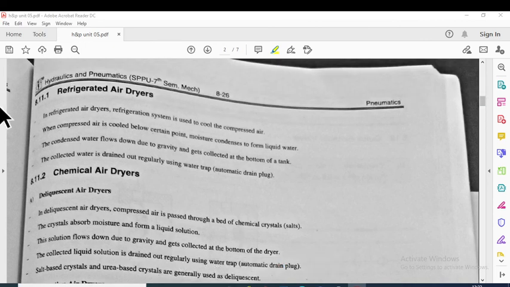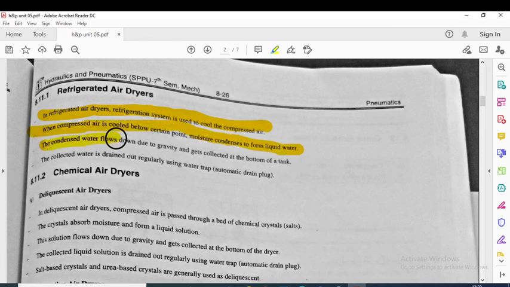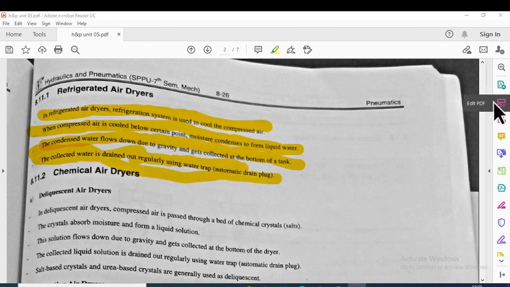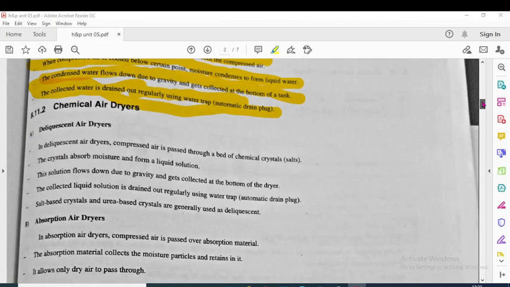Then this is the refrigeration air dryer. In the refrigeration air dryer, a refrigeration system is used to cool the compressed air. Because of this cooling, the moisture gets condensed, gains weight and moves in the downward direction, and the air becomes dry. When compressed air is cooled below a certain point, moisture condenses to form liquid water. The condensed water flows down due to gravity and gets collected at the bottom of the tank. The collected water is drained out regularly using the water tap or drain plug here. Okay.